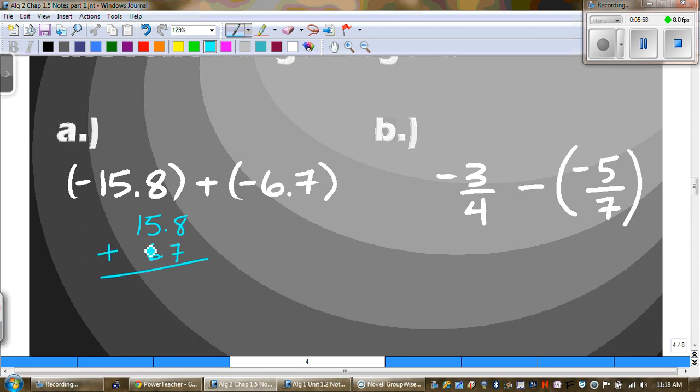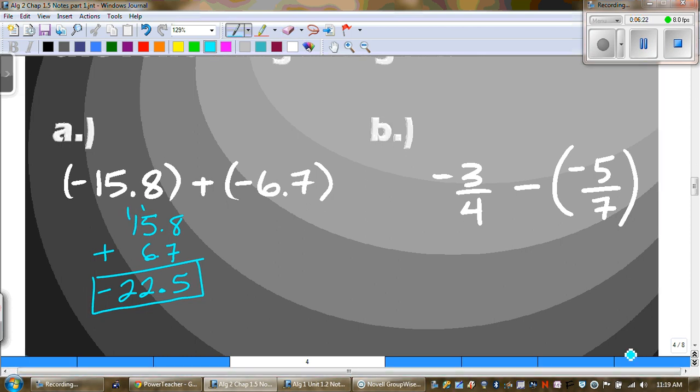8 plus 7 is 15. Carry the 1. 1 plus 5 is 6. 6 plus 6 is 12. Carry the 1. And they're both negative, so our sign stays negative. So -22.5. I don't know what that sign was. It was supposed to be a 1.